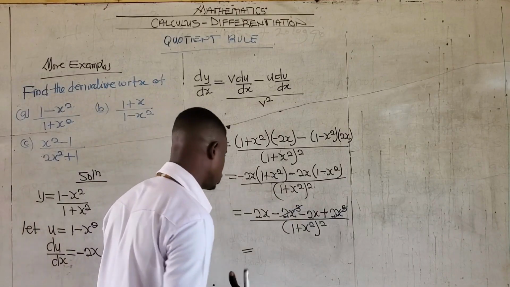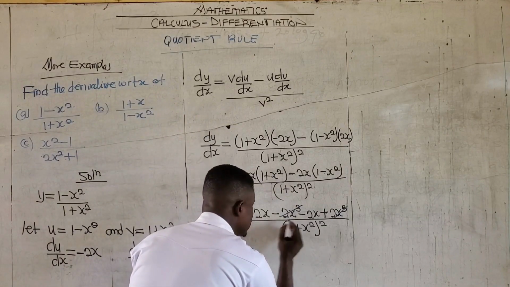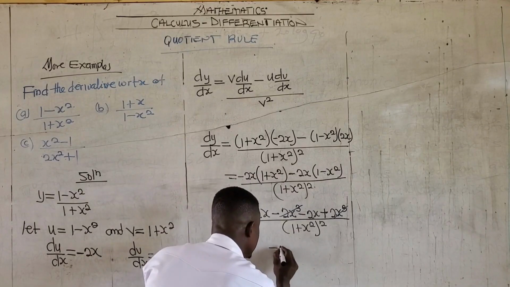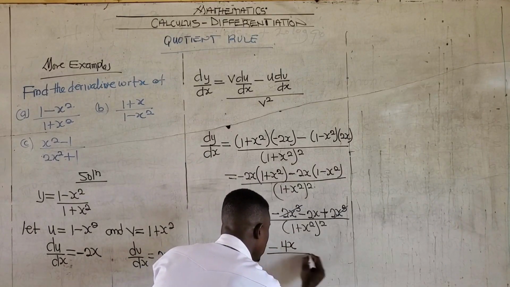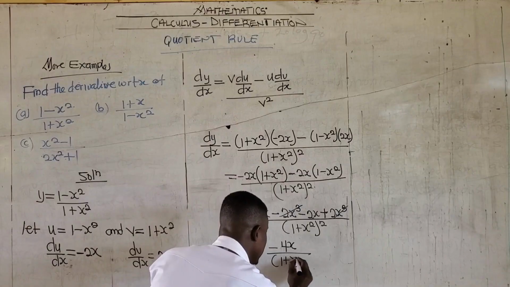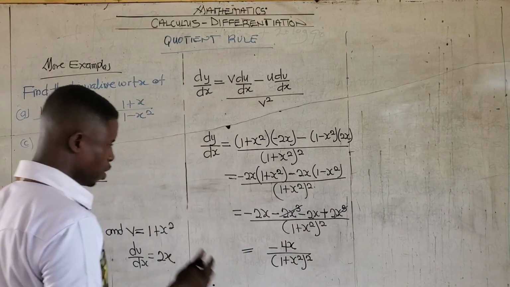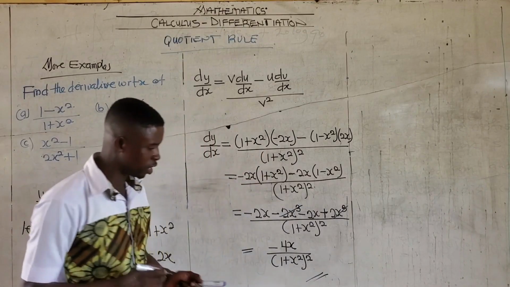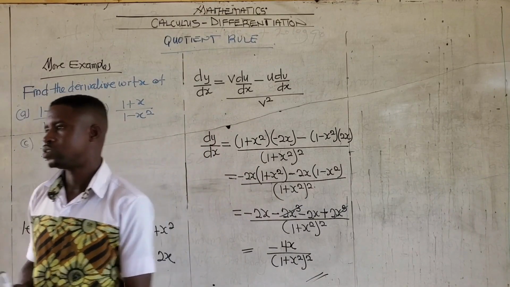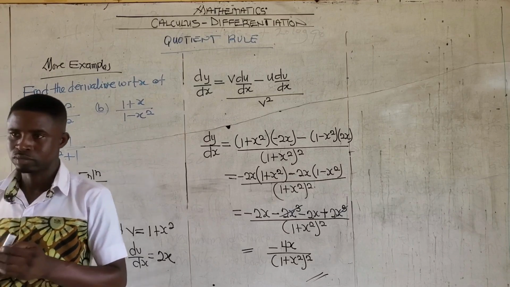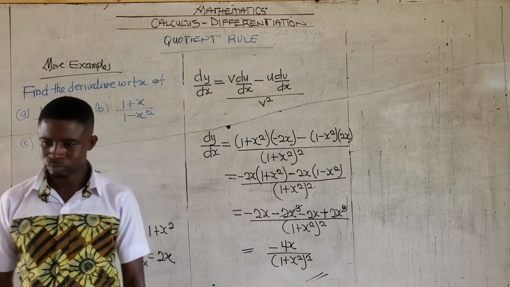So finally, what are we going to obtain? We are going to obtain negative 2x minus 2x. You get negative 4x all over (1 plus x squared) all to the power 2. And this is our final answer. Very simple.